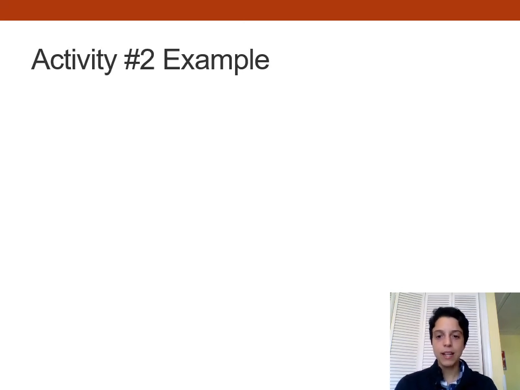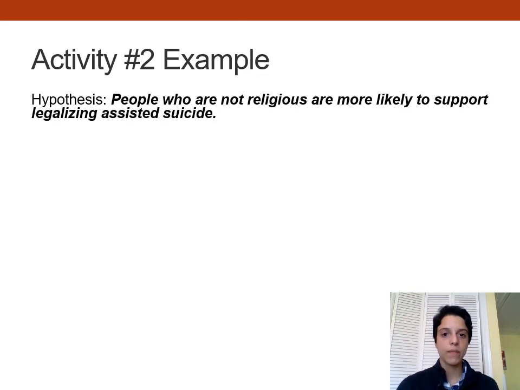And here's the example, because like I said, this sounds like it will be complicated, but it's actually relatively straightforward. So my hypothesis might be that people who are not religious are more likely to support legalizing assisted suicide. There's a bunch of questions in there about legalizing or criminalizing different things. There's also a lot of questions about people's background, including religion.